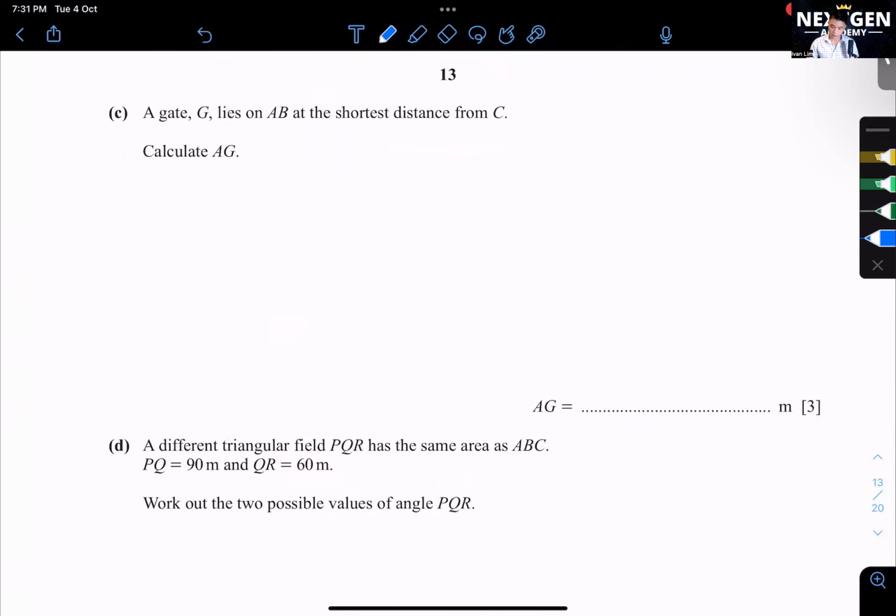Question C. A gate G lies on AB at the shortest distance from C. You all need to take note of this. They always ask this question. I see in the recent few papers, they like to ask this question. When they say shortest distance, what you need to know is the perpendicular distance. Shortest distance is the perpendicular distance, which I actually mentioned to you all. From a point to a line, the shortest distance will be the perpendicular distance.